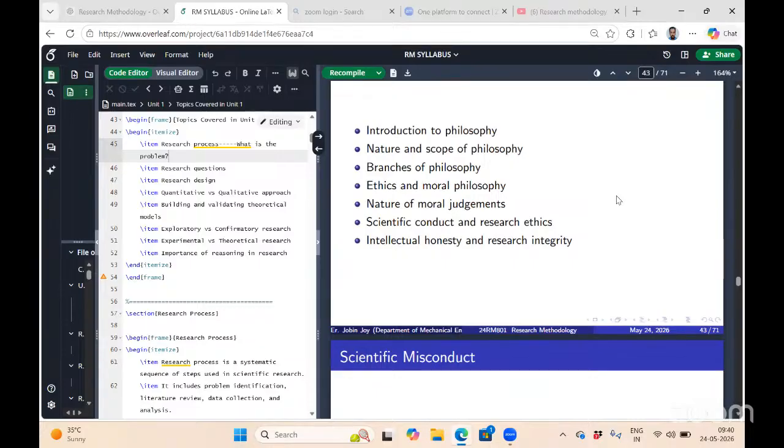Scientific misconduct represents the unethical research practices. Examples are plagiarism, fabrication, falsification, duplicate publication, selective reporting, salami slicing, overlapping publication, misrepresentation of data. These are some of the examples of scientific misconduct or publication misconduct.